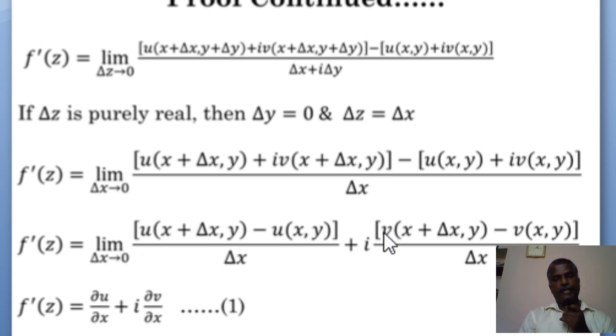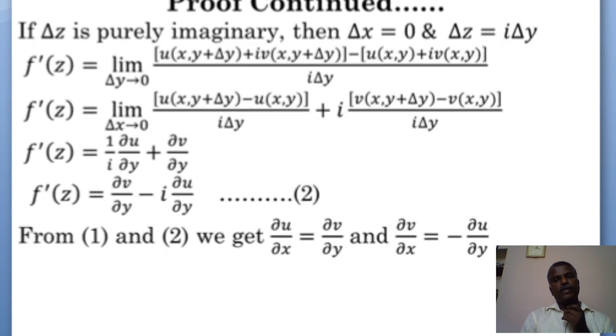Similarly, in the second part, we take i as common: v of x plus delta x comma y minus v of x comma y, divided by delta x. Here also the x variable changes keeping y constant, so it is the derivative of v with respect to x, which is dou v by dou x. So this is f dash of z, call it 1. This is a very important formula for the next topics, to solve some problems on analytic functions.